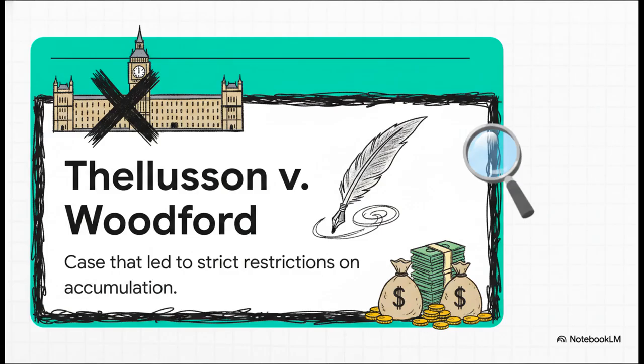But the resulting public outcry over such a massive stagnation of wealth caused the British Parliament to panic. They immediately passed the Accumulations Act of 1800, which is historically known as the Thellusson Act. Citing this specific genesis case proves your historical mastery of the law to the evaluator. It tells them unequivocally that you know exactly why Section 17 exists.